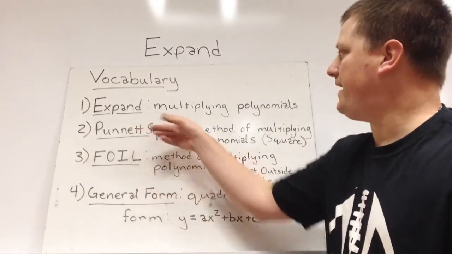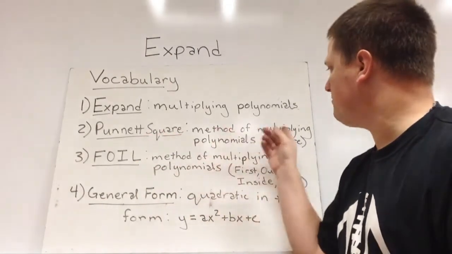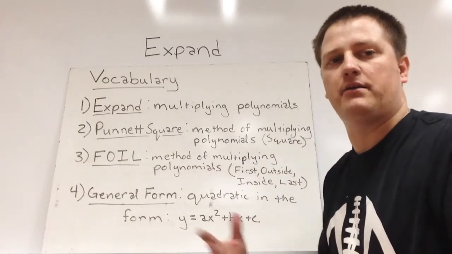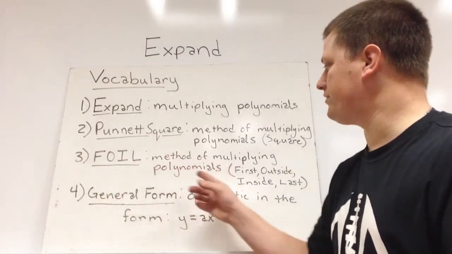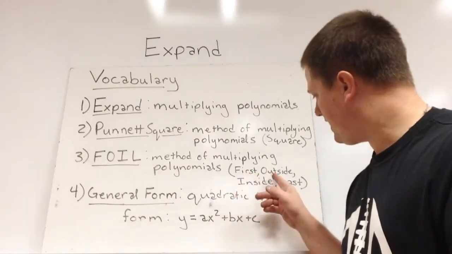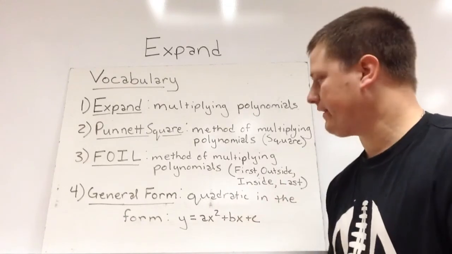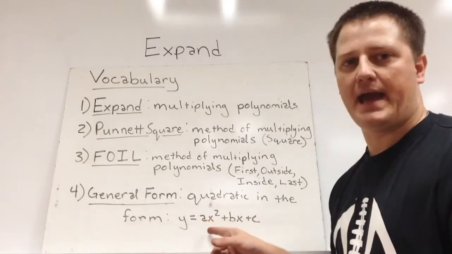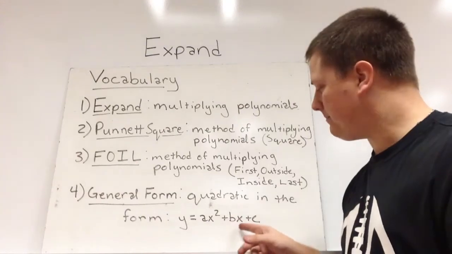Vocabulary: expand, multiplying polynomials. Punnett Square, a method of multiplying polynomials using a square. Sometimes it can be a rectangle depending on the number of terms. FOIL, a method of multiplying polynomials. FOIL stands for first, outside, inside, and last. General form, a quadratic in the form y equals a times x squared plus b times x plus c.